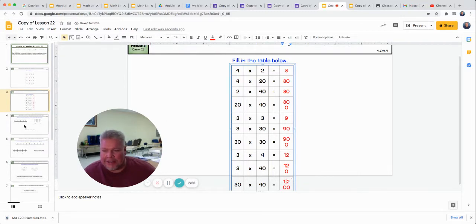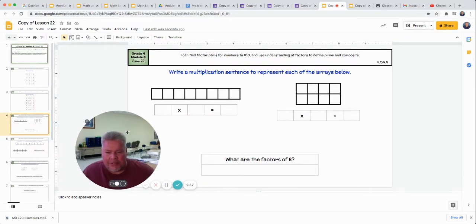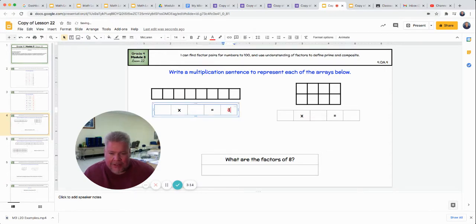All right, well, let's get into looking at some of the things that we saw with Mr. Walker today. So the first thing we're doing is writing a multiplication sentence to represent these arrays. Just thinking about different ways we can represent the number 8. So we know we've got 8 boxes here. So this is thinking about area model. 1 times how many? 1 times 8 boxes, right? So 1 times 8 is 8.